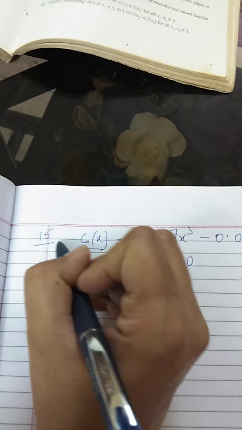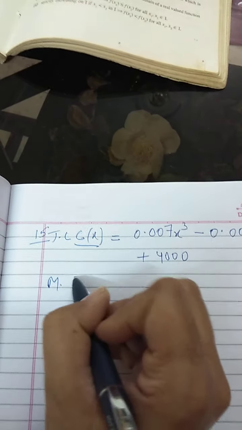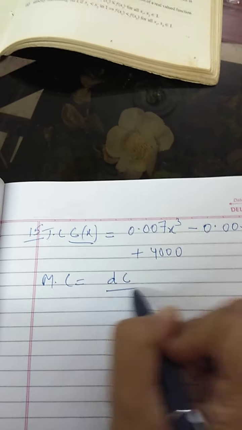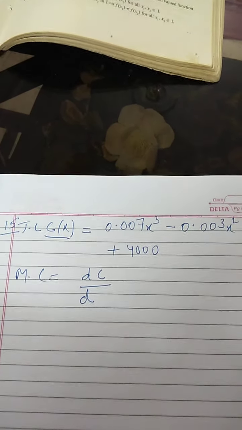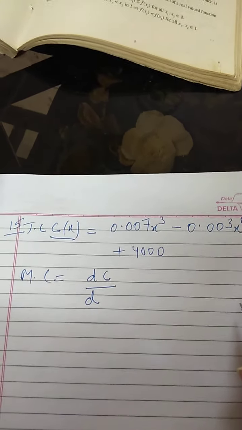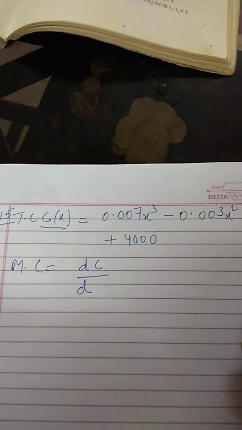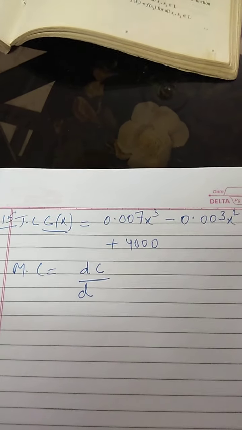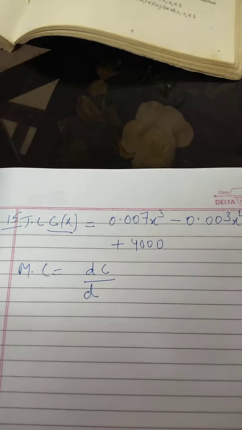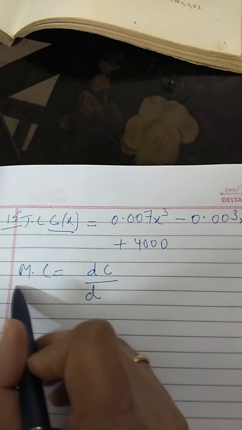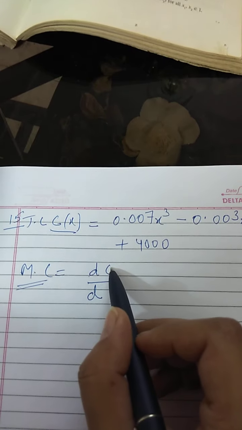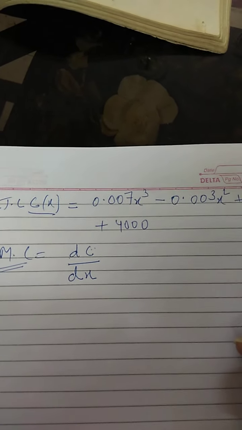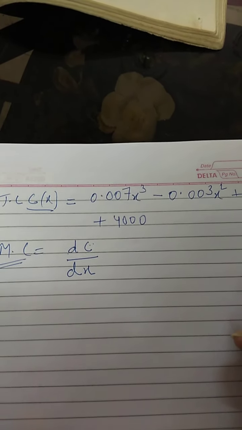Now if this is the total cost TC, marginal cost MC is equal to the rate of change of total cost with respect to the units produced, right? So what are the units produced here? x is representing the production of units, or the output you can say. So whenever total cost is given and we have to find the marginal cost, it will be equal to the rate of change of total cost with respect to the production, or output.